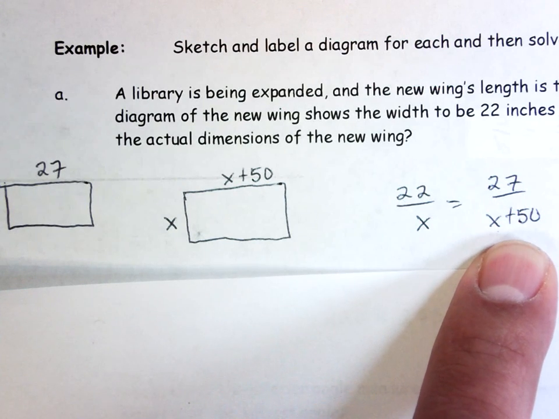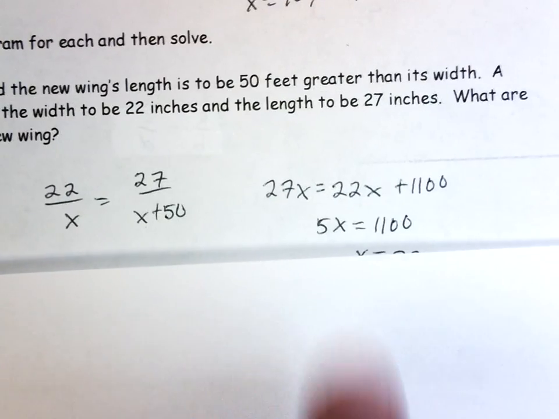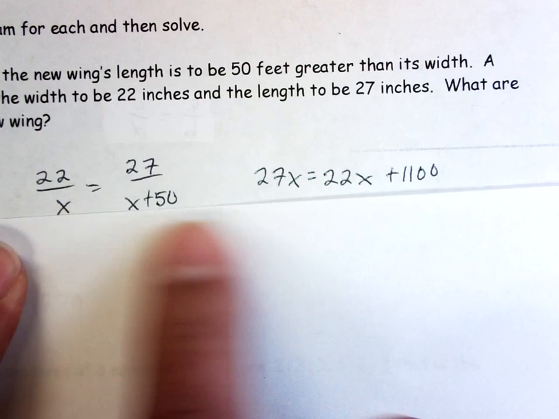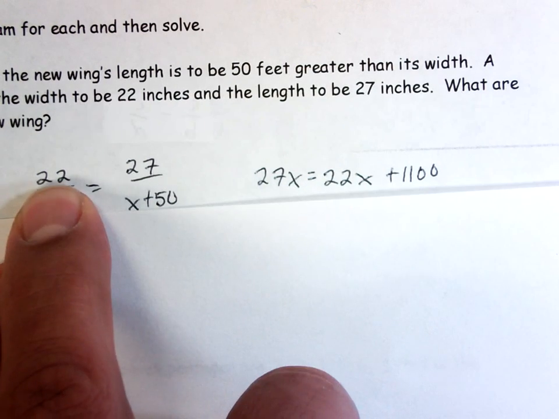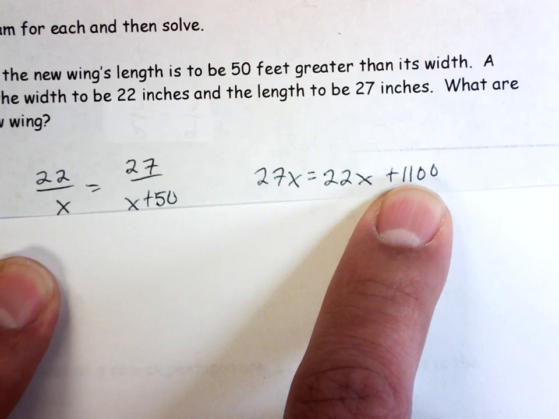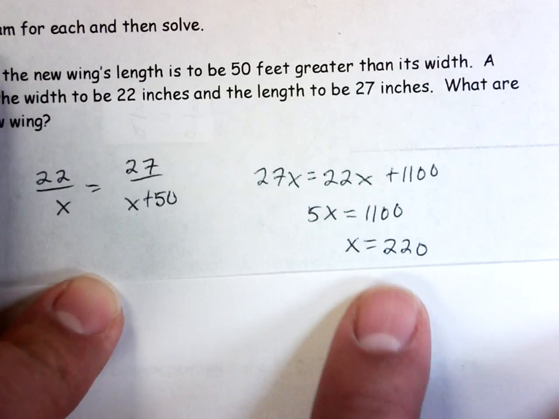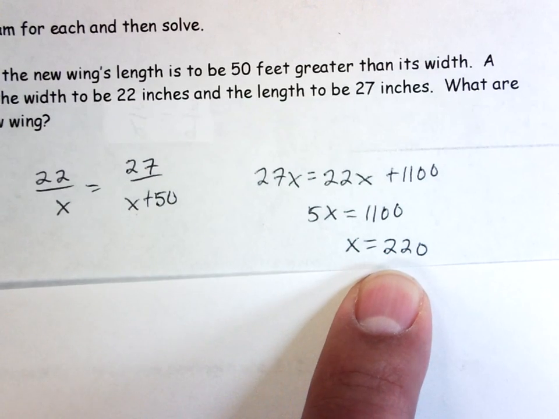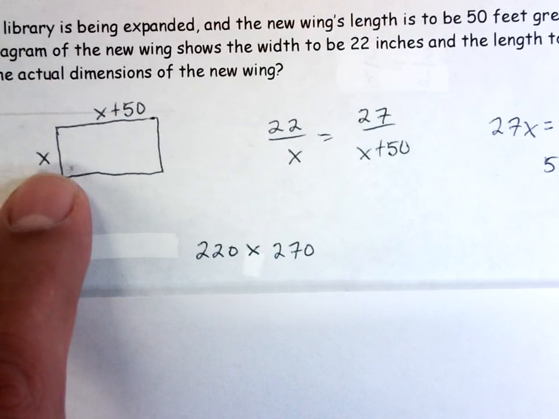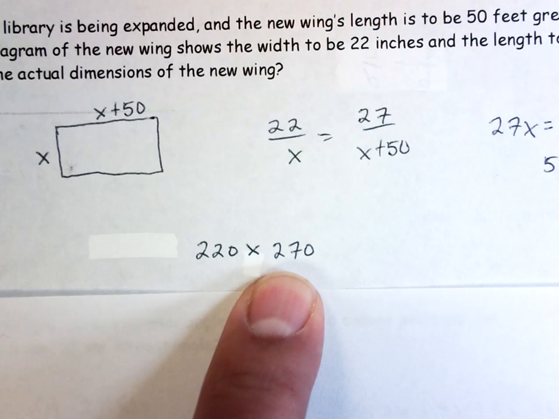Now I have a cross multiplication problem to solve for x. I do 27 times x, which gives me 27x. Then 22 times x plus 50 gives me 22x plus 1100. Subtract 22x from both sides, and I get 5x equals 1100. So x has to equal 220. That's my width, so my width is 220, and my length has to be 50 greater than that, which is 270.